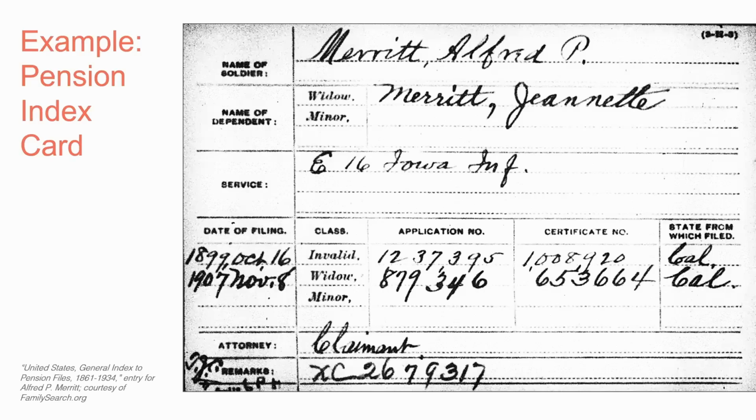Note that the application number means the person applied for the pension, and the certificate number means the pension was granted. So even if your ancestor didn't receive the pension, they still might have applied for it, and you could still find those records and they can still be valuable.